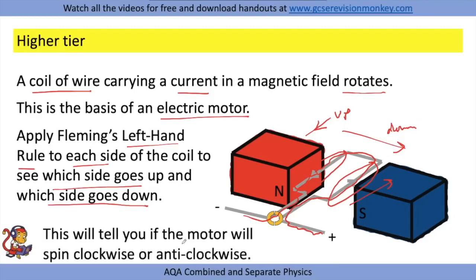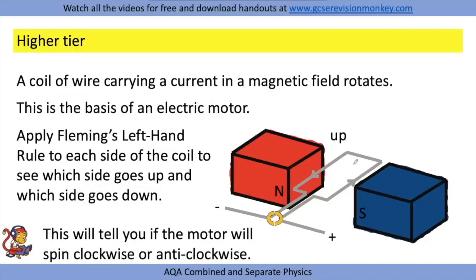And this will tell you if the motor spins clockwise or anti-clockwise. So in this case, if this side of the motor goes up and this side goes down, then we must have a clockwise motion on the motor. However, we want a motor to keep on spinning, and if we just did this, we would end up with this side being over here and that side being on the opposite side, and it would just stop.